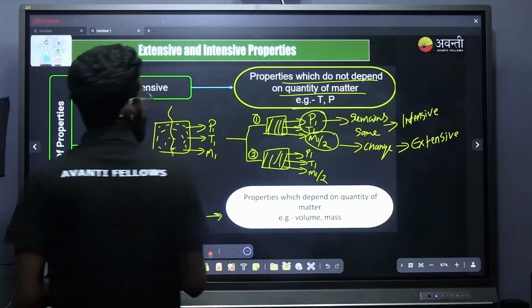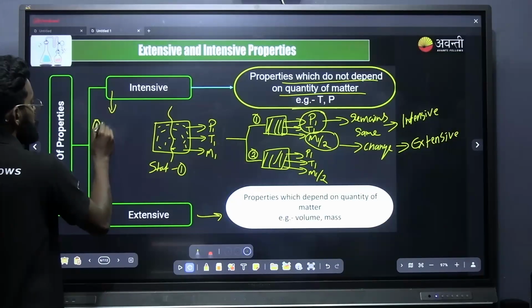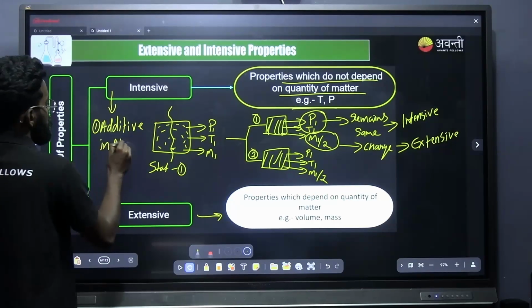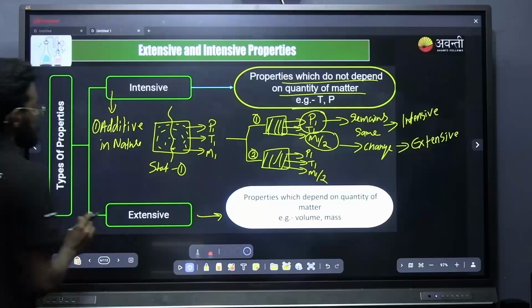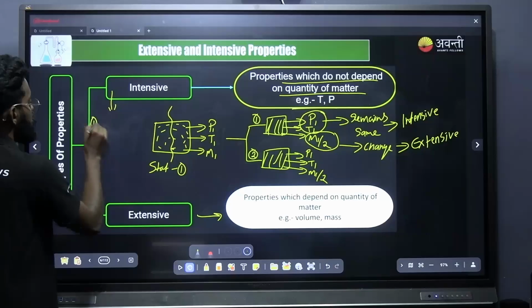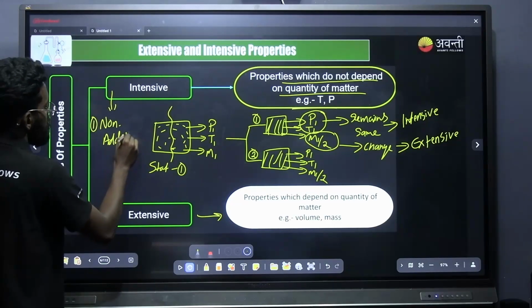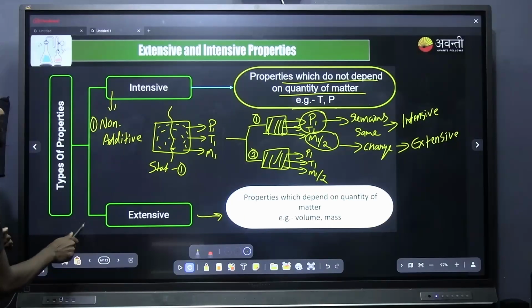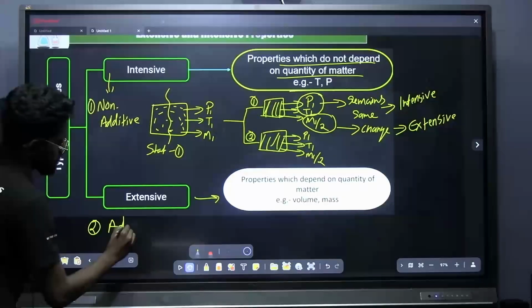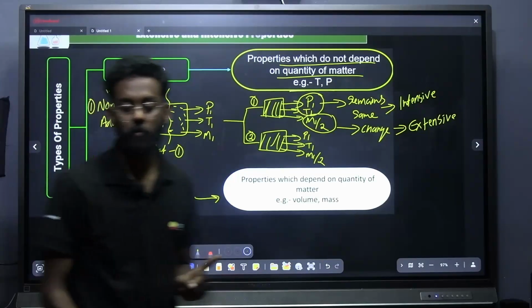One more point I want to add: extensive properties are additive in nature. Sorry, not intensive property. Extensive properties are additive in nature, intensive properties are non-additive, and extensive properties are additive in nature. What is additive and non-additive?